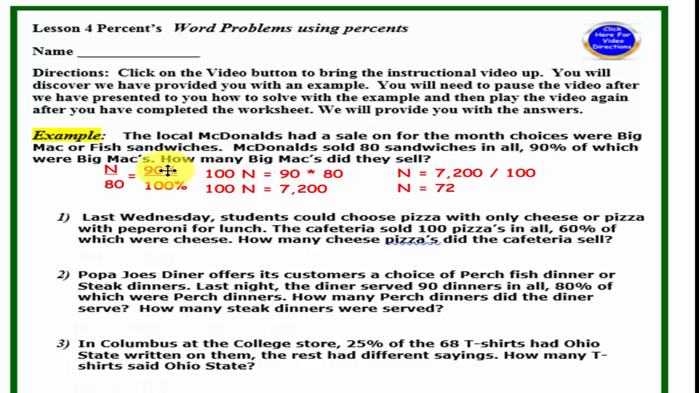Now, remember this, right? N will go over the number that we're talking about, in this case 80. The percentage goes over 100, 90% over 100. Then you would simply cross multiply, okay? And you'll see this is true for all of them. And then when you cross multiply, divide one side by 100, and you divide the other side by 100, and it'll give you the end result.